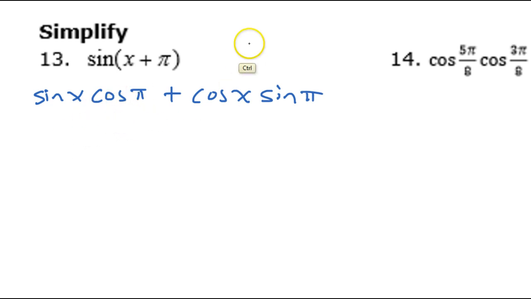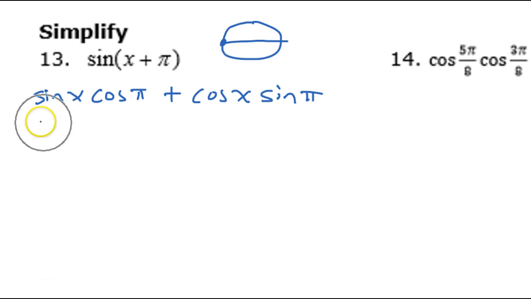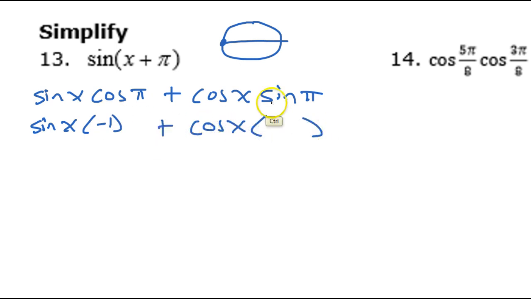Okay, now cosine of pi, so here's your unit circle. So here's pi right here. Cosine is an x value, so the x value here is -1. So this is really sine x times -1 plus cosine x times, now sine is a y value, and right here the y value is 0. Now 0 times anything is just 0, so this is basically gone. So that's just going to leave negative sine x.